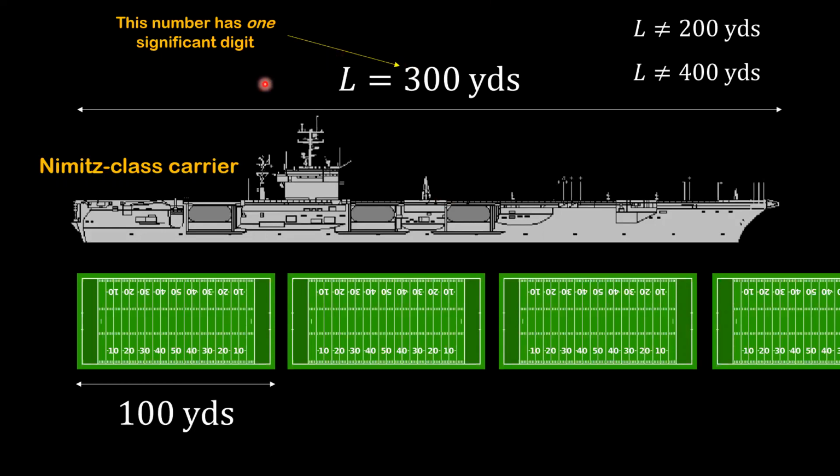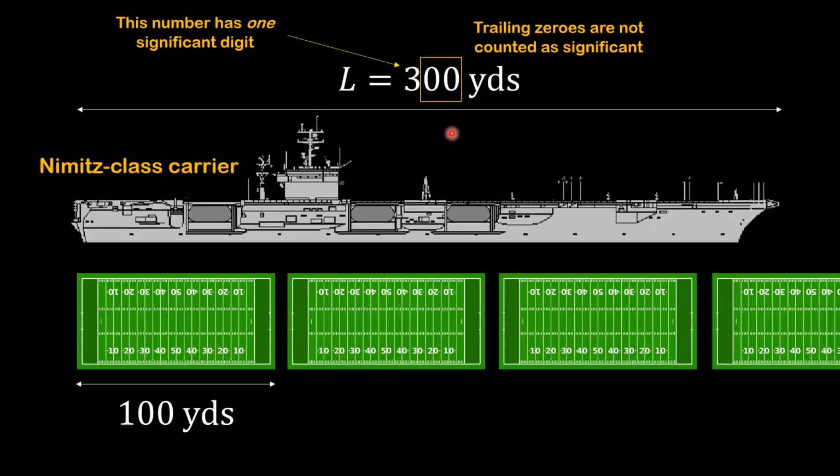Okay. Trailing zeros are not counted as significant. They're kind of like placeholders in a way. They really just tell you the order of magnitude. I mean, 3 is the only digit we're really sure about, but if you just wrote down the number 3, then you're telling the reader that this aircraft carrier is 3 yards long. That's ridiculous. Of course, it's 300. So you need those zeros to at least let the person know that you're talking about hundreds of yards.